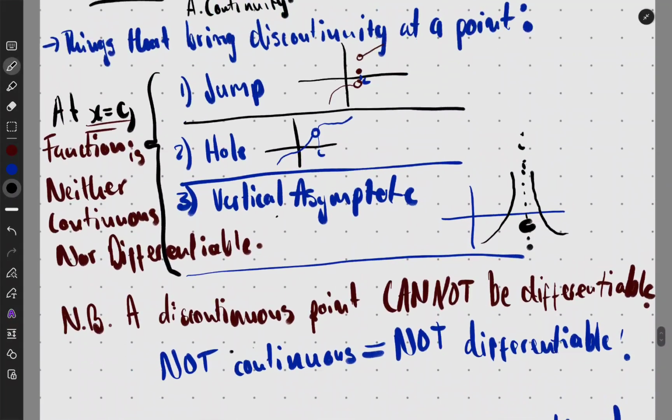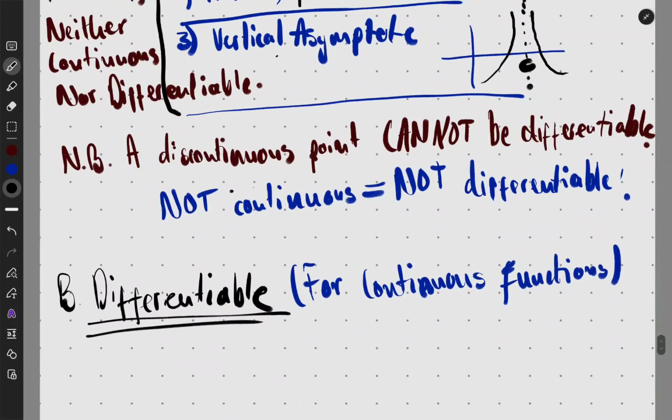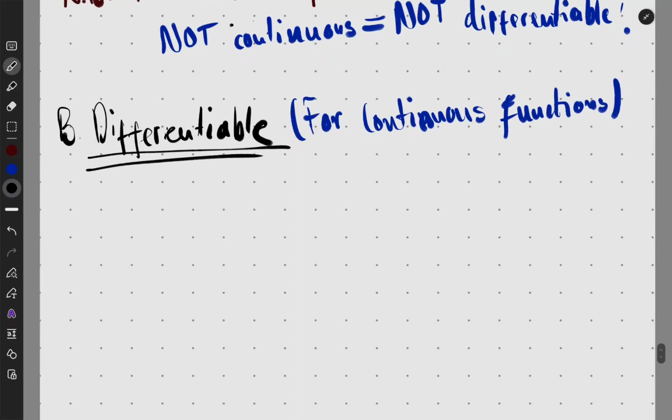Being differentiable just means that the gradient on the left of the point is the same as the gradient on the right, which will never happen if there is a jump or a hole or an asymptote. It will never happen. Now, on the word differentiable, we are looking at continuous functions.